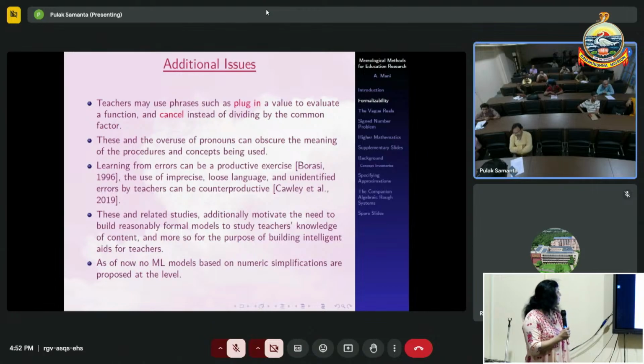They serve as sources for building viable models. And then these are some problems which are found in teaching practice, which is teachers may use phrases such as plug in a value to evaluate a function, and cancel instead of dividing by the common factor. So these are examples of sources of weakness. And the overuse of pronouns can obscure the meaning of the procedures and concepts being used. Learning from errors can be a productive exercise, and there are several papers on this.